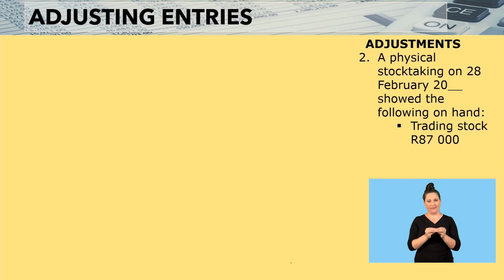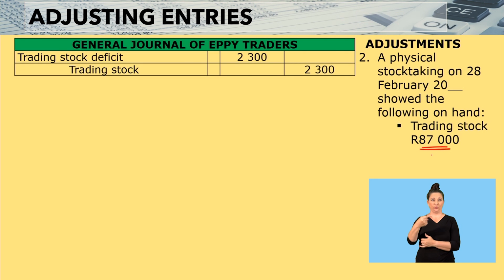It reads: a physical stock taking on 28 February showed the following on hand. Trading stock 87,000. So we have trading stock of 87,000 on hand. When we have this, we would therefore calculate the trading stock deficit. And in this case, it is 2,300. Someone is asking, but Mr. CB, how did you get this 2,300?